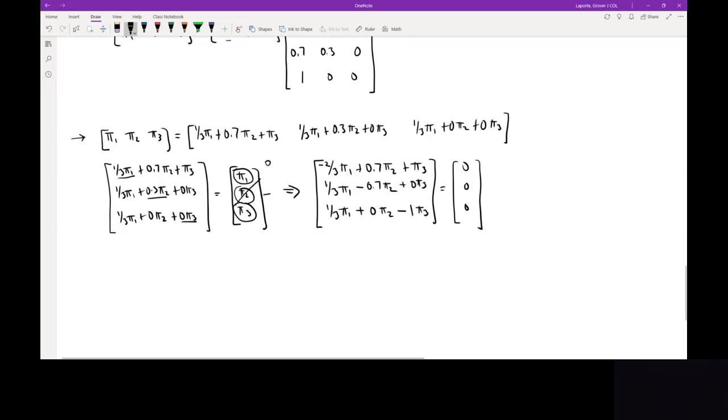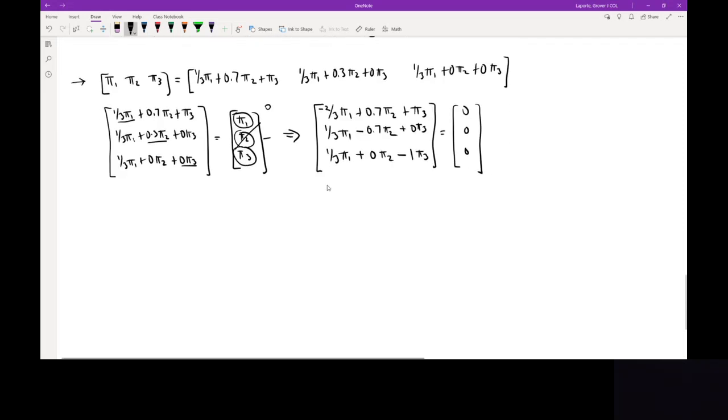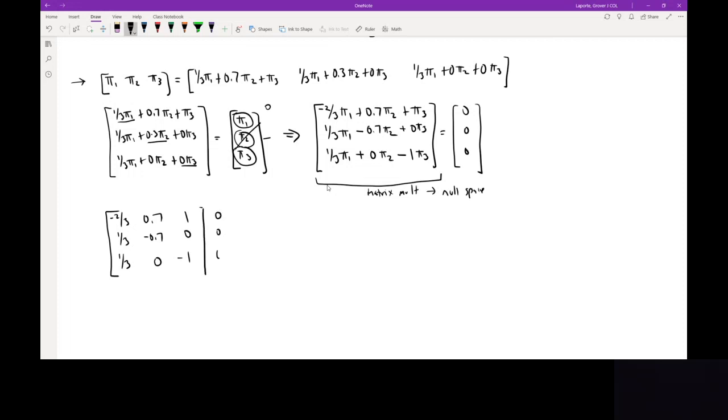We're at a spot where we want to change this to matrix multiplication, and then we're going to find the null space. So it just becomes negative 2/3, 0.7, 1, 1/3, negative 0.7, 0, and 1/3, 0, negative 1. And then 0, 0, 0.